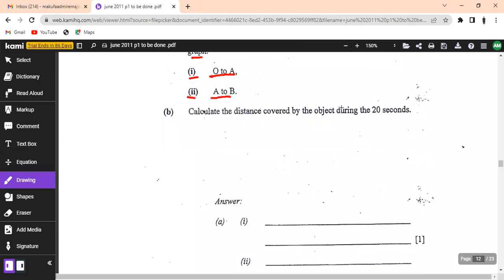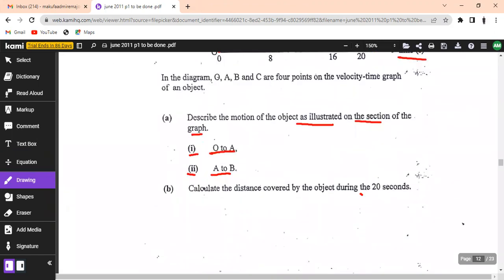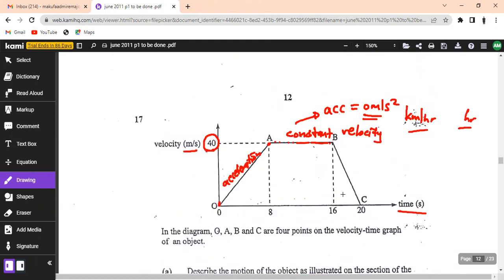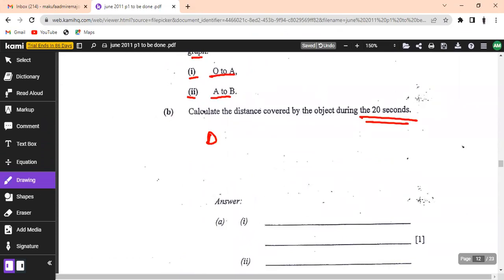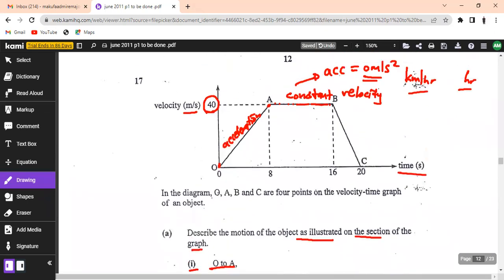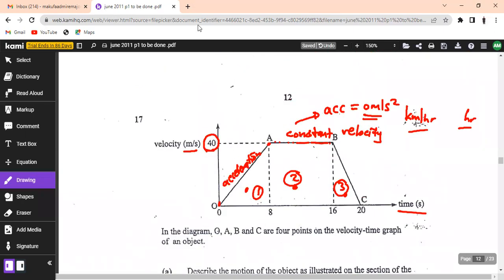Calculate the distance covered by the object during the 20 seconds. So we are talking about the whole time that was taken, 20 seconds. You can see it's a trapezium, and we know that distance is equal to area. So you can just use the area of a trapezium: half the sum of parallel sides times the perpendicular height. Or you can use the area of a triangle plus the area of a rectangle plus the area of a triangle, which means you're going to use three shapes, depending on the way you want. But in this case, I just use the whole trapezium.